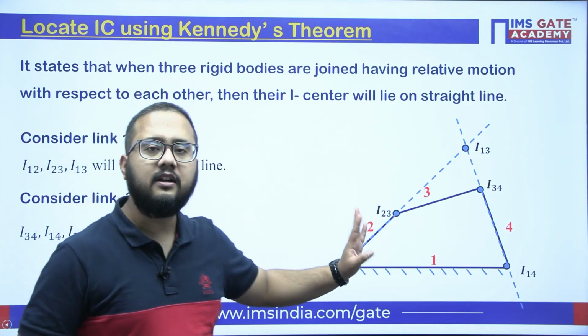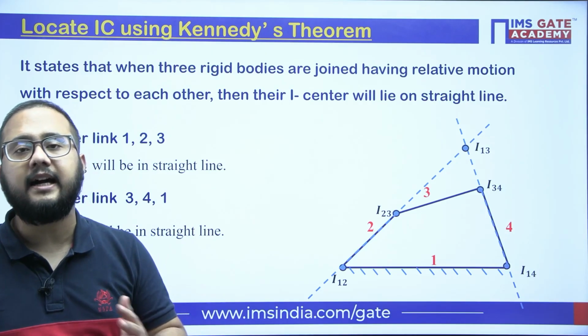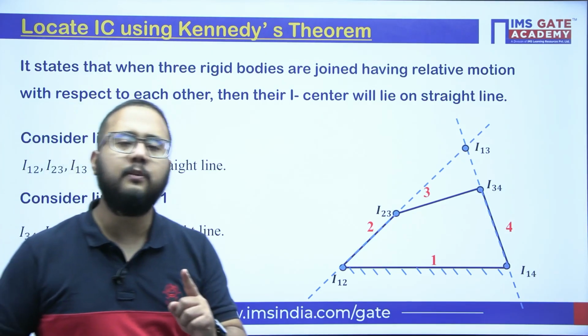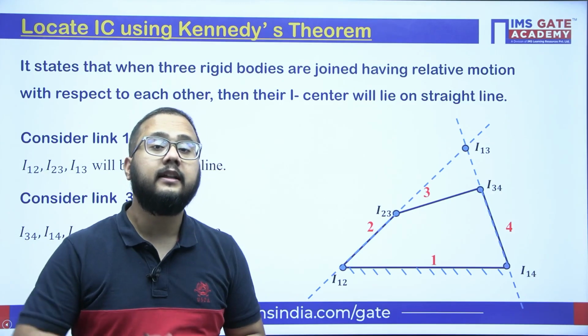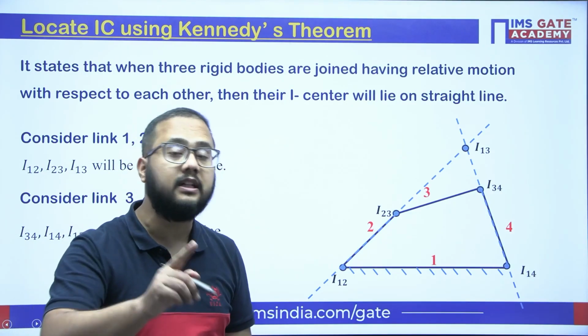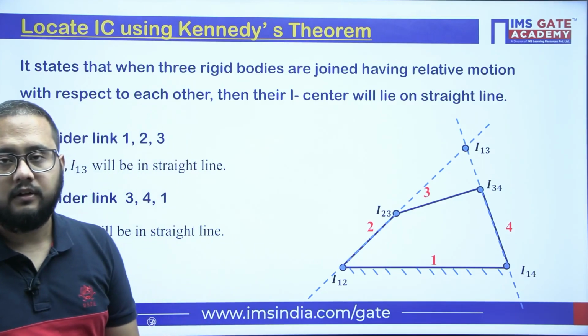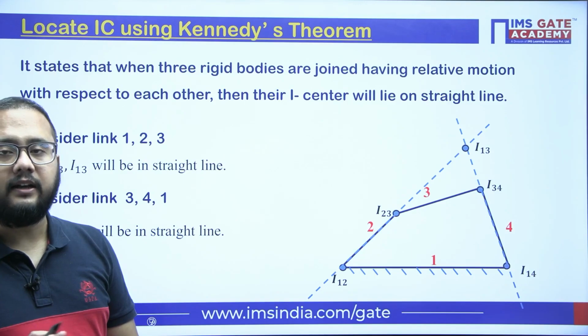So basic knowledge of the I center we should know, then only we can easily locate the I centers. And one important point you can note here, that the I center always lies on a line perpendicular to the velocity vector. This is a very important statement, you can note it down. I hope at this point everything is clear.